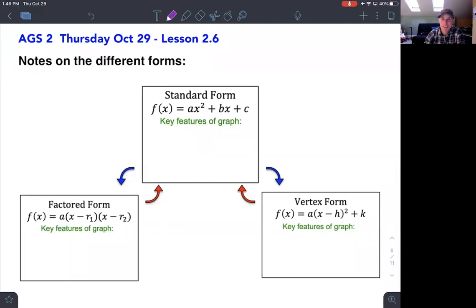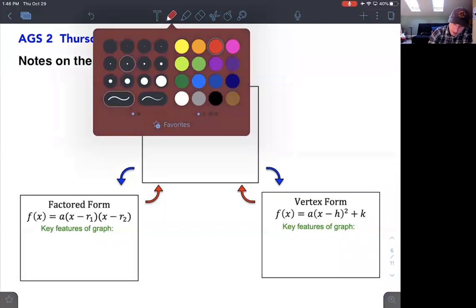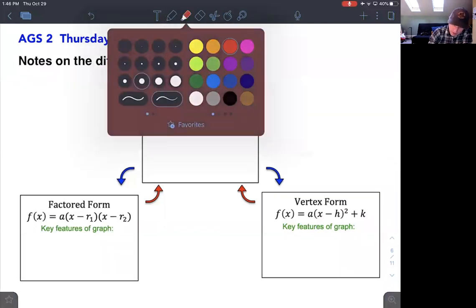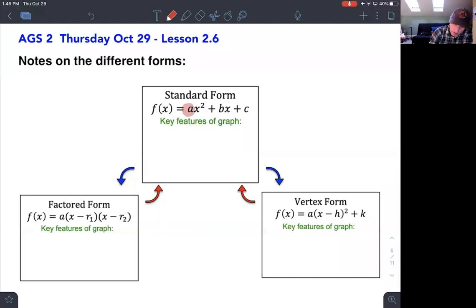Okay, I'm going forward here. All right, standard form tells you 2 things. The first thing is this A value right here. Right, that A. A tells you how wide or thin. It also tells you up or down. And remember, the up or down thing is kind of like if it's negative, it's down. If it's positive, it's up.